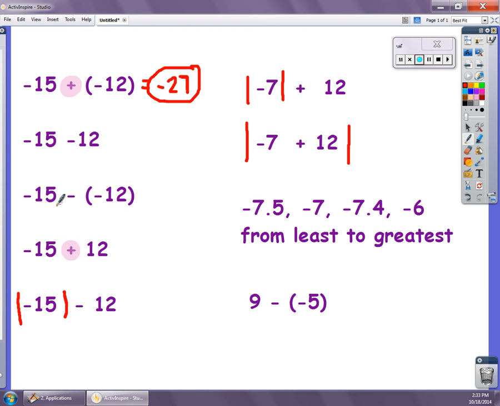Here's a subtraction problem. We learned in class that instead of subtracting, we're always going to add the opposite, because we know how to add really easily, and you get the same answer. So negative 15 minus 12, you would change to negative 15 plus the opposite of positive 12, which is negative 12. And now when you have negative 15 plus negative 12, it's just like this one up here. You still get negative 27.